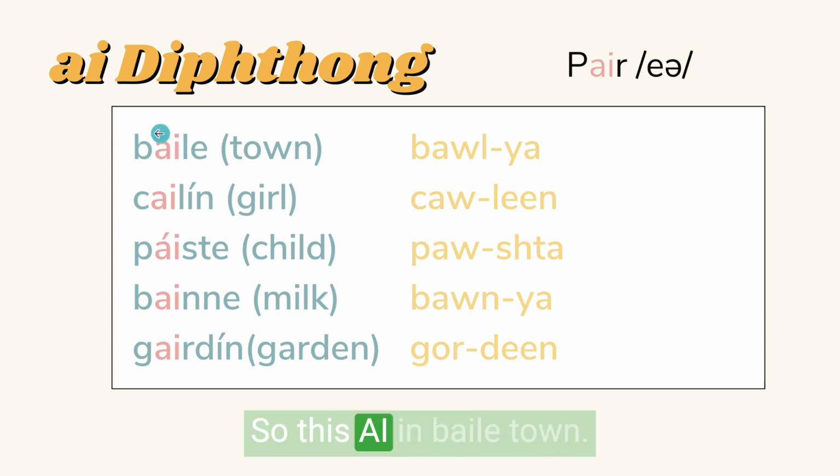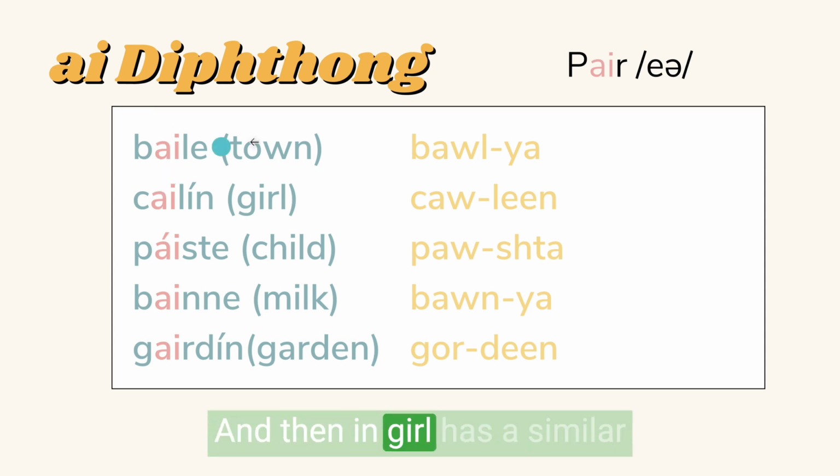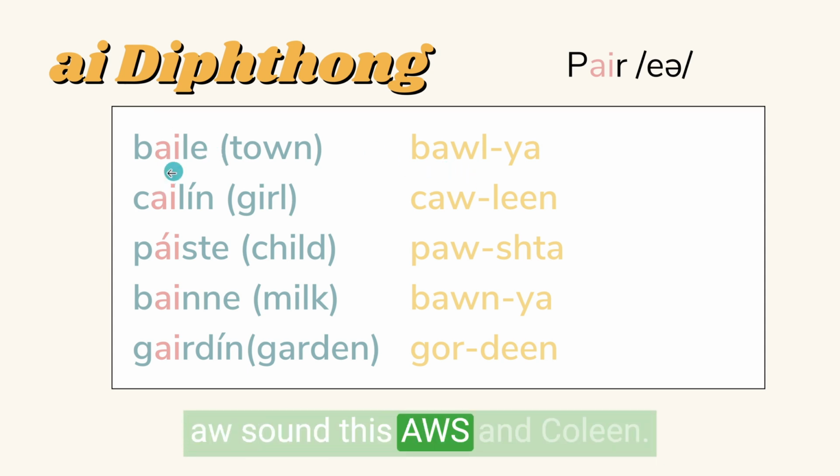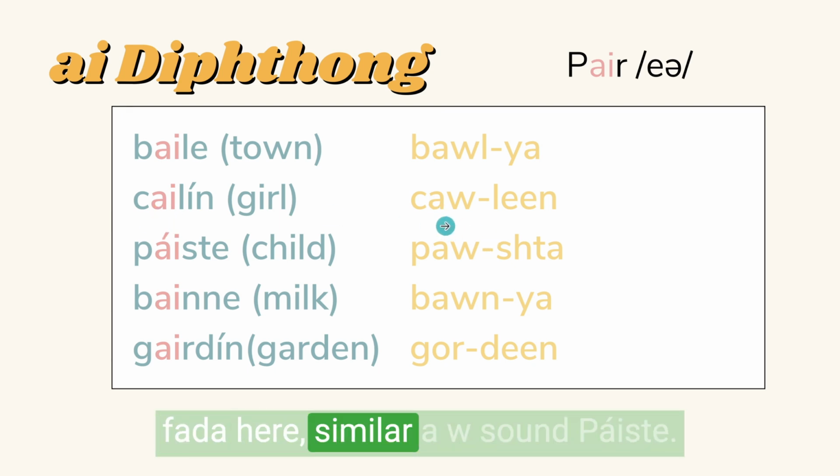So this AI in Baile, town, is pronounced Baile. So this AI becomes like an O sound. And then in cailín, girl, it has a similar O sound, this AW sound.